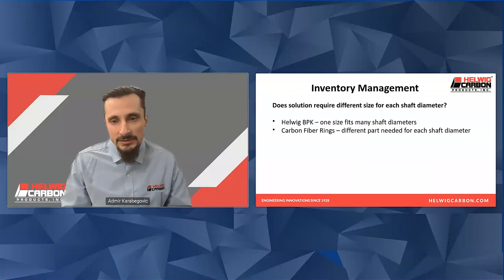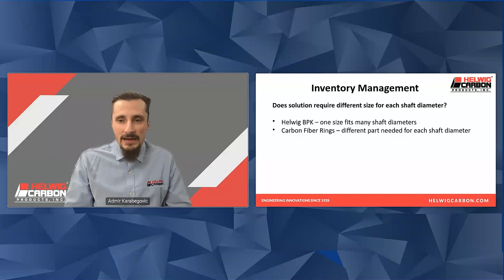So, inventory management. Obviously, you don't want to have to stock hundreds of different kits for hundreds of different applications. With the Hellwig BPK, one size fits the majority of shaft sizes. With a carbon fiber ring, I believe any 1 millimeter change in the shaft diameter requires a new kit to be purchased. Whereas with our kits, we have 4 or 5 major kits, and each one can operate on a fairly wide range of shaft diameters.